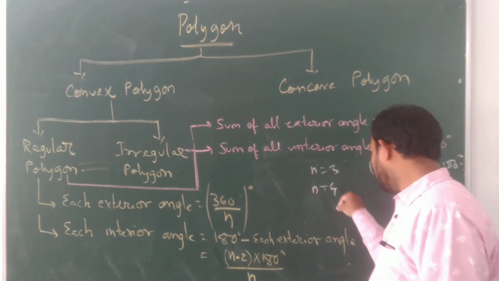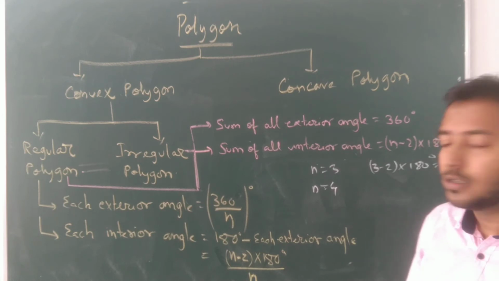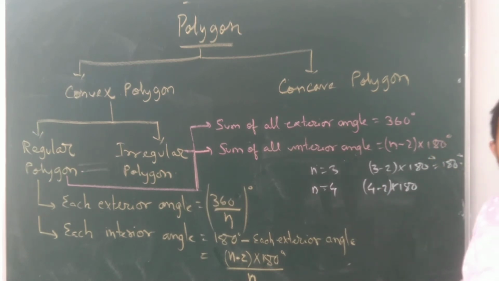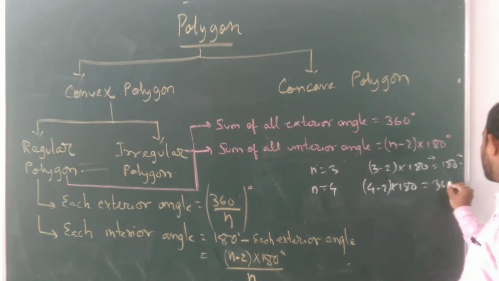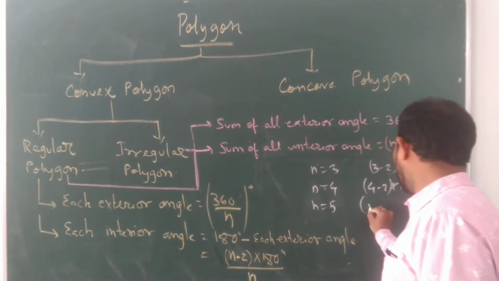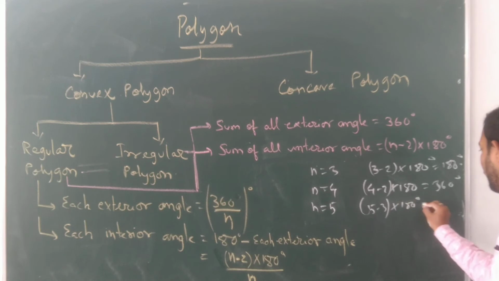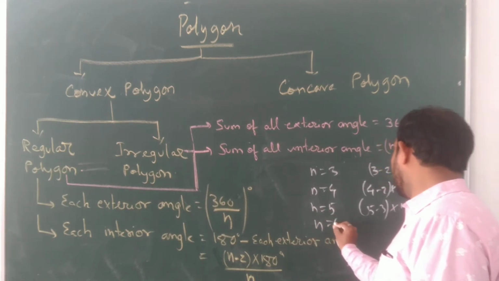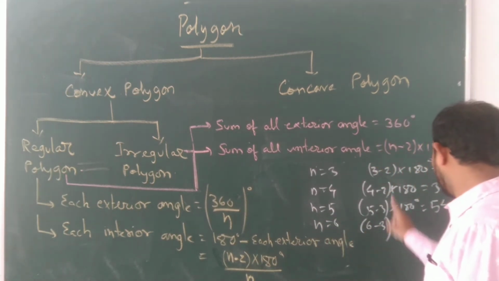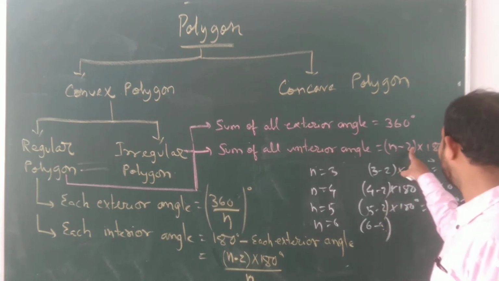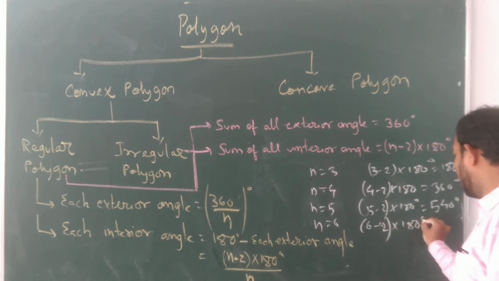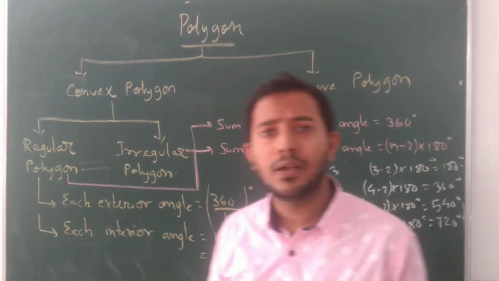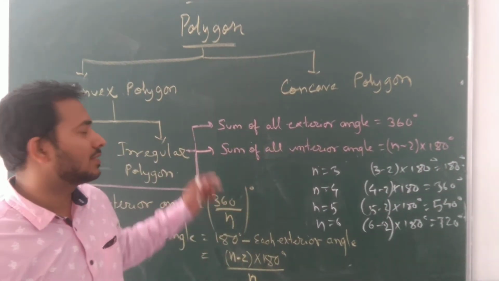Now, for a 4-sided polygon, a convex one, that is (4 minus 2) into 180. That means 4 minus 2 is 2, 2 into 180, you will get 360. For a pentagon, that is 5 minus 2 into 180 degrees. How many? 540. And if we go for 6, that is 6 minus 2, the minus 2 is fixed, it will not change here. That means 4 into 180, we will get 720. So this way you can find the sum of interior angles of a convex polygon.